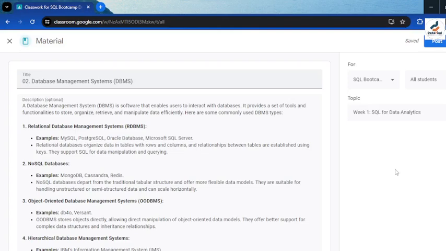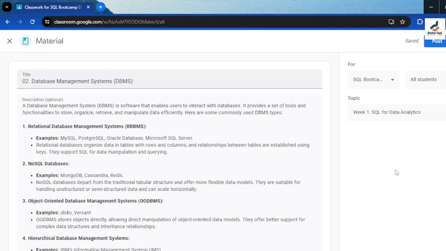A DBMS also provides sets of tools and functionalities to store, organize, retrieve, and manipulate data efficiently. So let's look at the different kinds of DBMS that we have. We have our RDBMS, which is Relational Database Management Systems, and we have different kinds of RDBMS. I'm sure we are familiar with at least one of these examples: MySQL, PostgreSQL, Microsoft SQL Server, and so on.